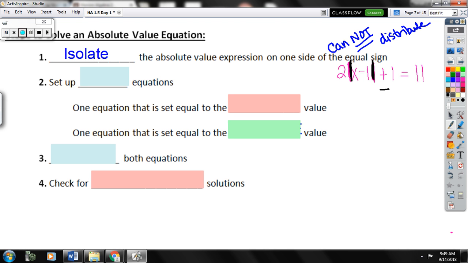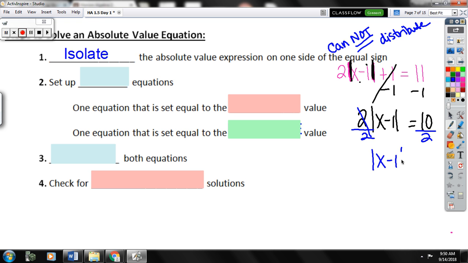Subtract 1 from x and get negative... No. Subtract 1 from 11. Subtract 1 on both sides. You want to get rid of this one. This stuff has to stay together for right now. So we'd have 2 times the absolute value of x minus 1 equals 10. Again, we can't distribute this. I want to get the 2 on the other side. John? Divide. And so we'll get the absolute value of x minus 1 equals 5.